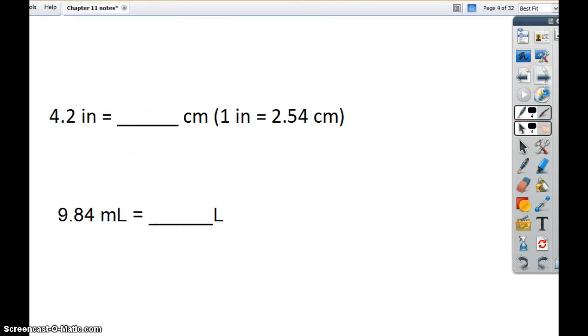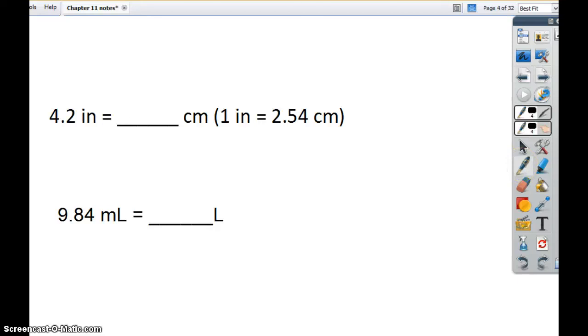So there's 2 examples that we're going to go through. Sometimes I'll give you the conversion fact, which is the top one. The bottom one, you need to know the conversion fact, and that would be using the information from the very first slide. So the first step was to write the given over 1.